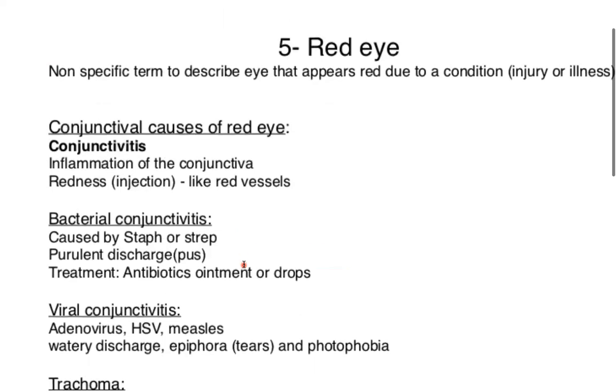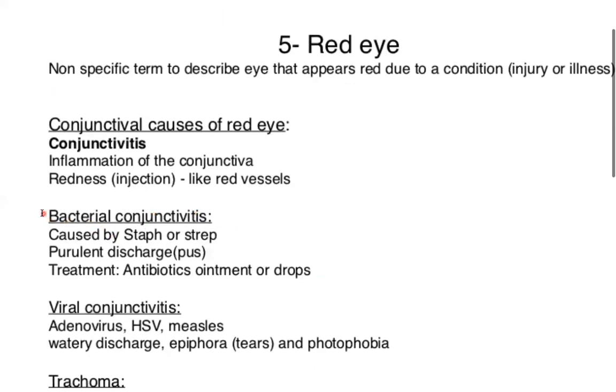Okay? So bacterial conjunctivitis is caused by Staph aureus or strep. Okay? And you know that staph and strep are known for being purulent, so they have pus. So they'll cause purulent, pussy discharge. The treatment is antibiotics. So it's very simple. If you see pus, then it's probably because of bacteria, probably staph or strep. Well, the answer is antibiotics.